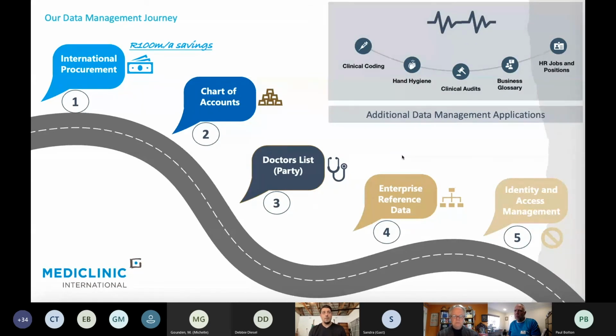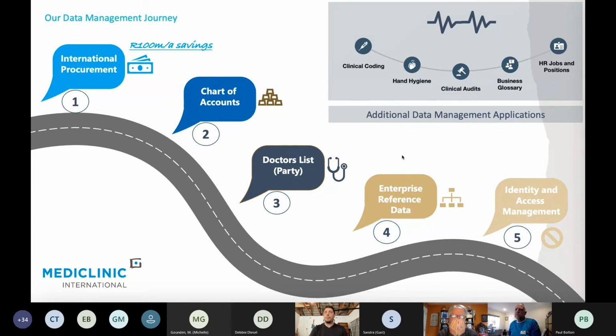Then we went to doctors list. It's a word that they use, doctors list, and that's really a party-based MDM solution that sits underneath there. And then enterprise reference data, and then identity and access management. And I want to zoom in specifically on the party model today.